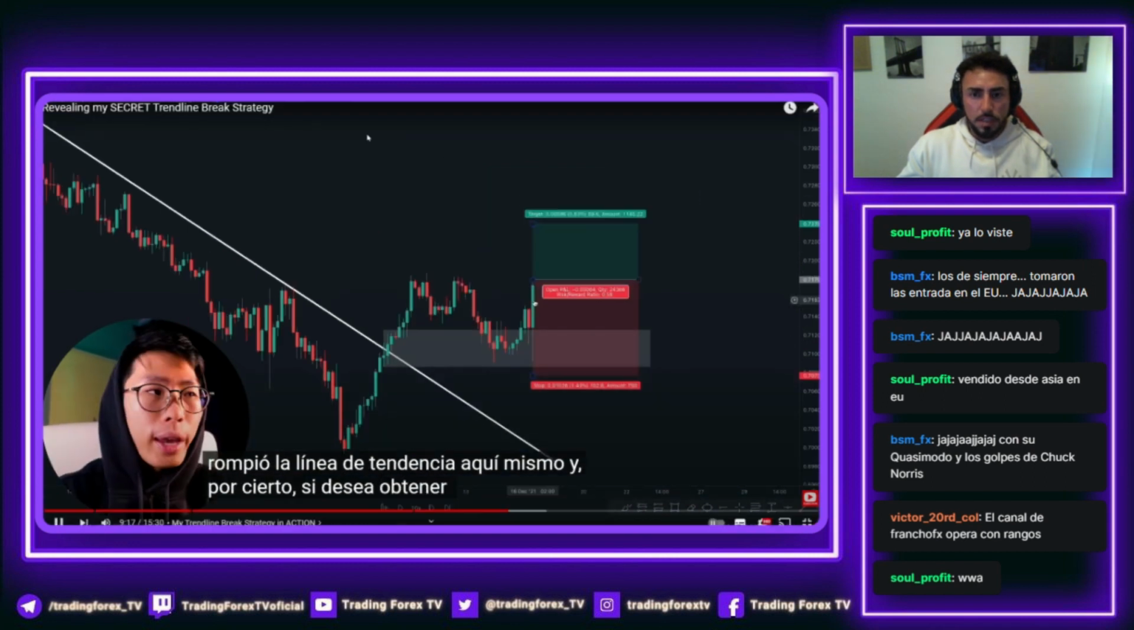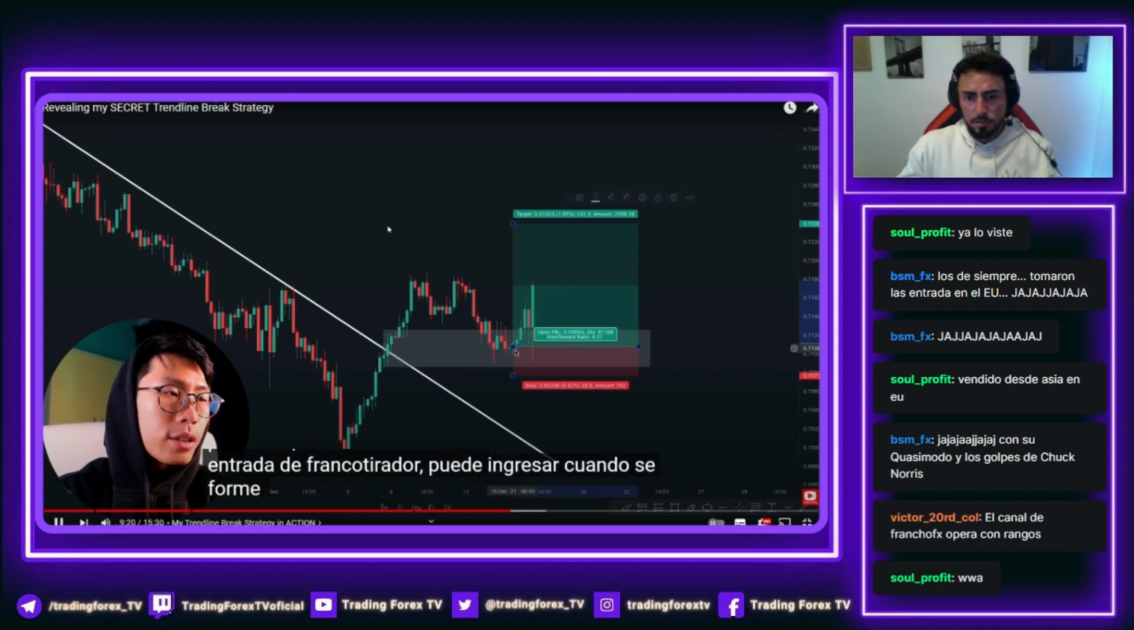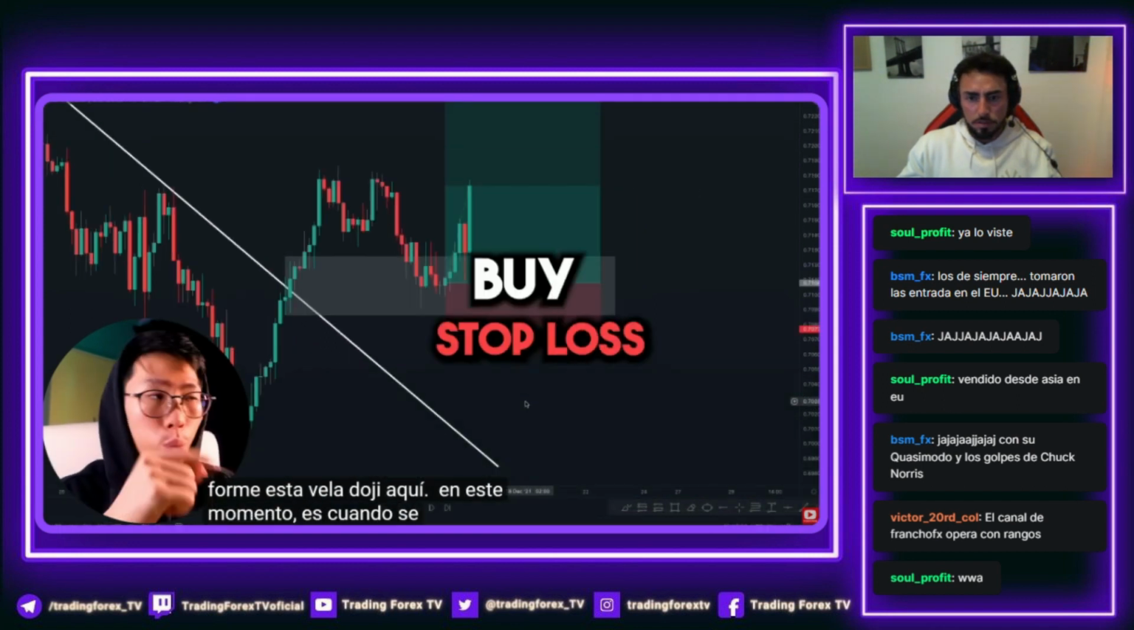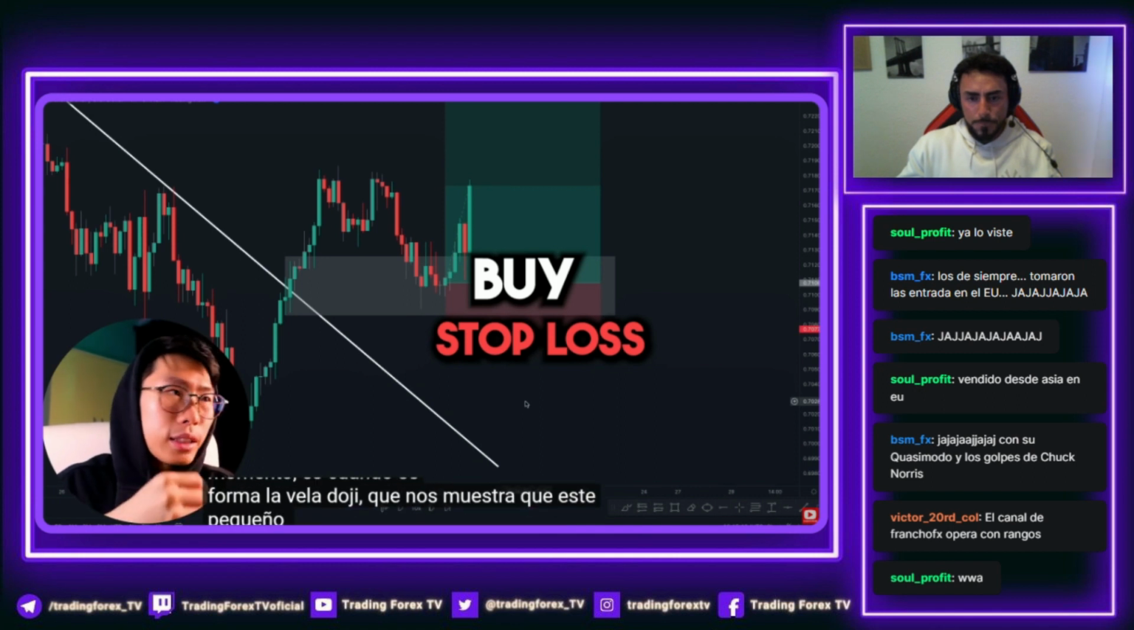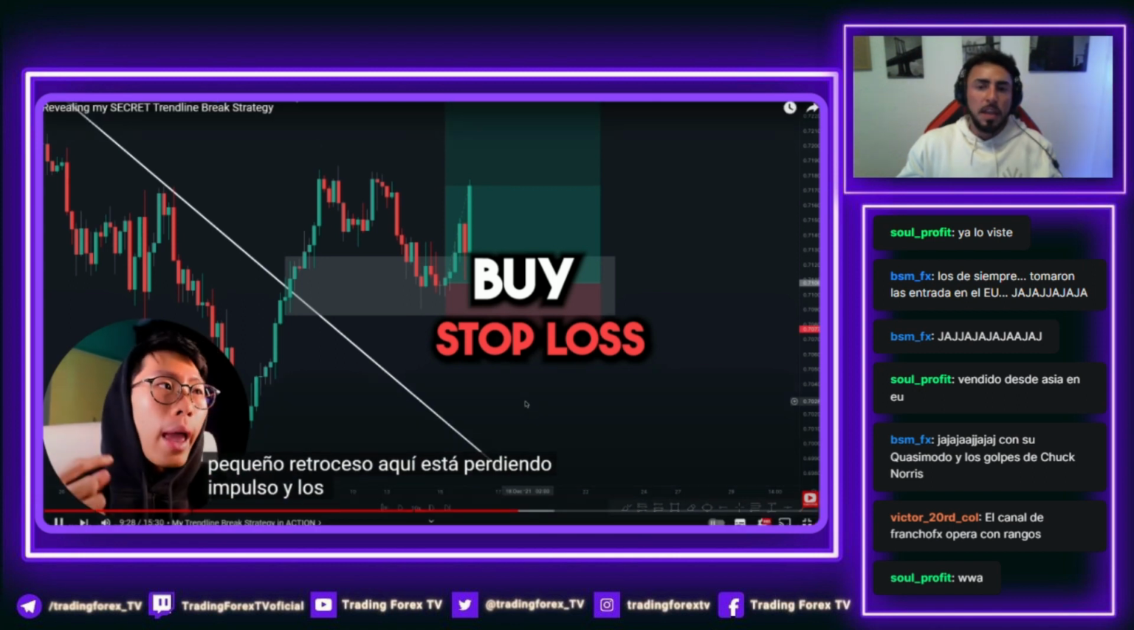And by the way, if you wanted to get a sniper entry, you can enter when this doji candlestick forms right here. At this point of time, this is when the doji candlestick forms, which shows us that this little retracement right here is losing momentum and the buyers.